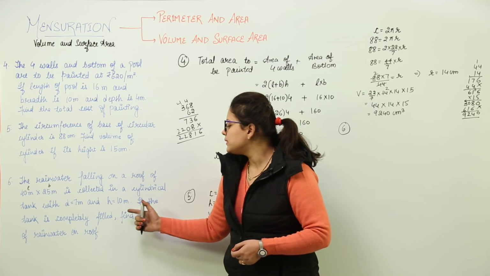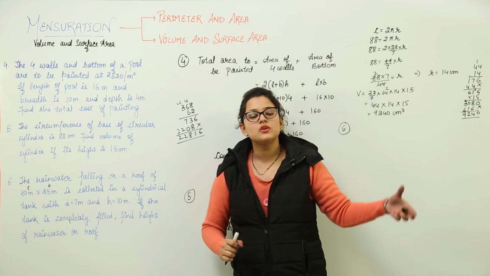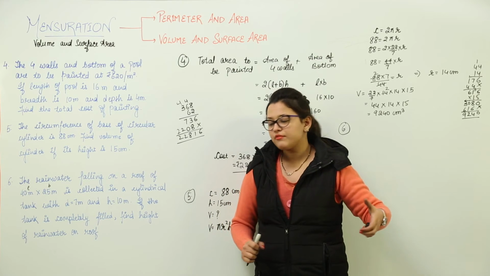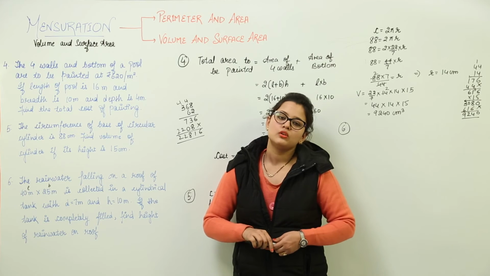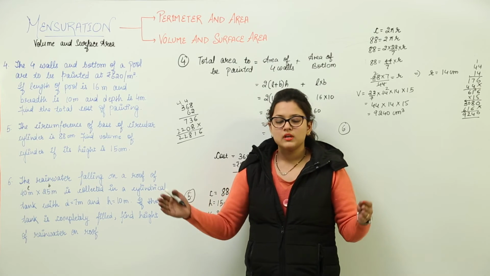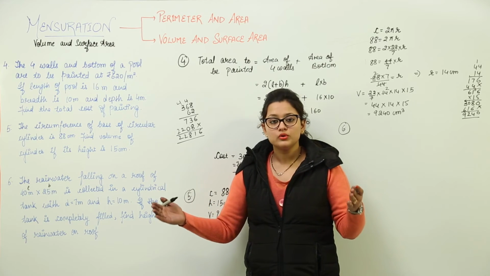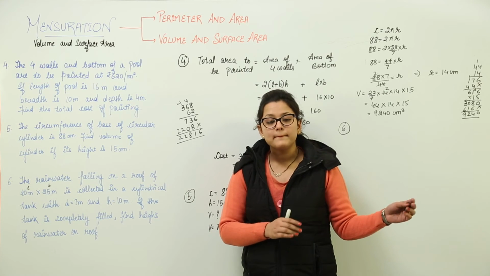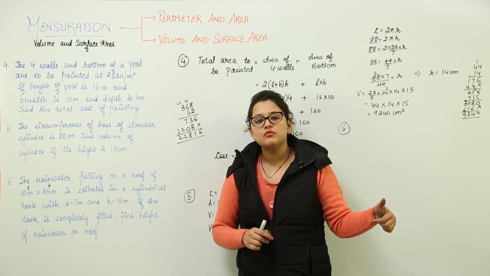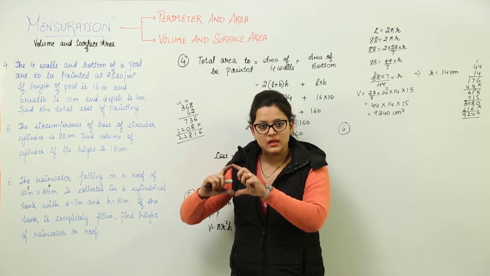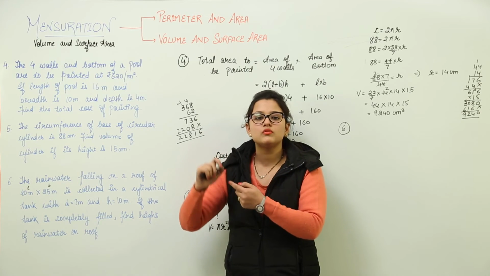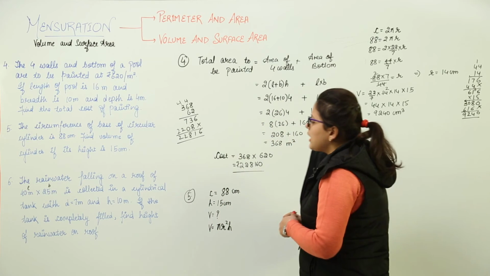If the tank is completely filled, we have to find the height of rainwater on the roof. Whatever water was coming on the roof was collected in the tank, and the tank has got completely full now. So they are asking how much water was there on the roof, that is the height of the water on the roof. Now how do we calculate this?